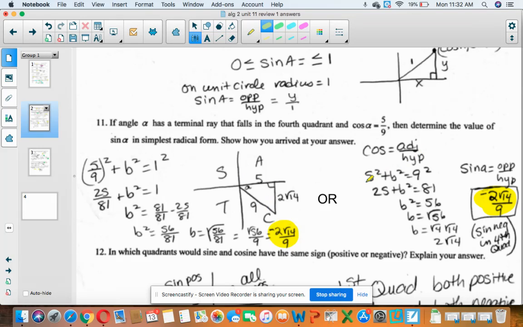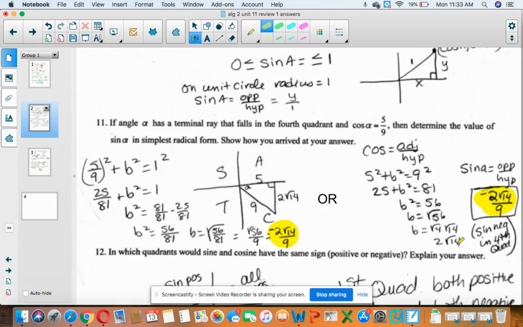I do the Pythagorean theorem to find that missing side. So 5 squared plus b squared equals 9 squared. 25 plus b squared is 81. I'm solving for b. I'm going to subtract 25, and I get b squared is 56. So I take the square root of 56. B is equal to the square root of 56, and I do simplify that. 4 times 14 is 56, and 4 is a perfect square, so that equals 2 radical 14.